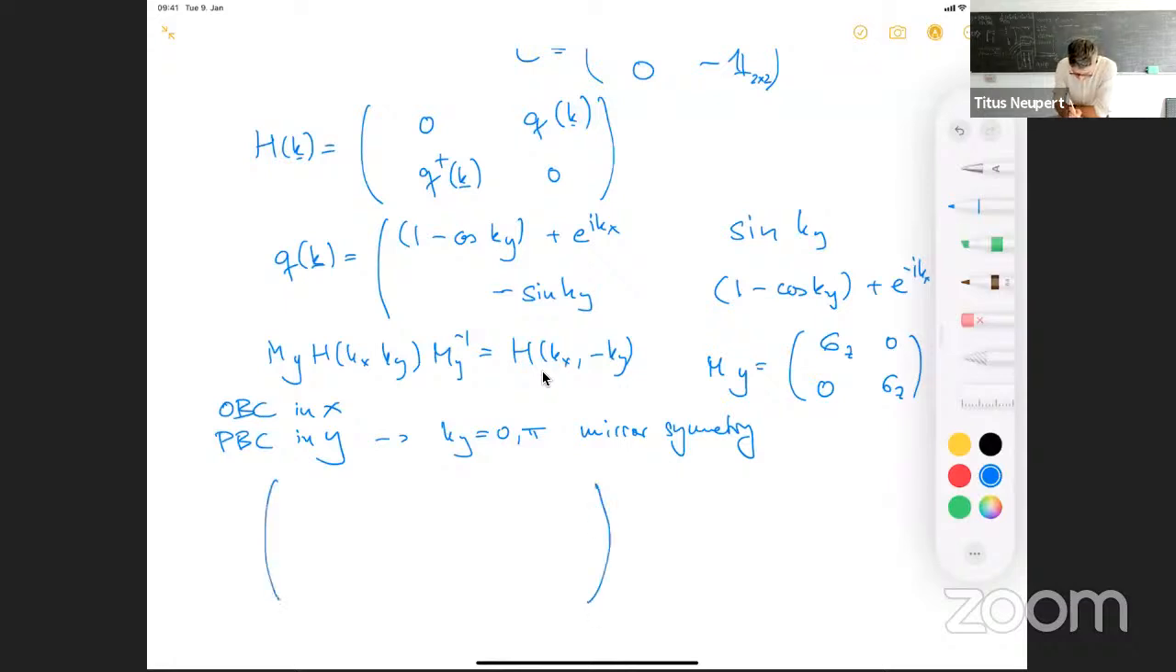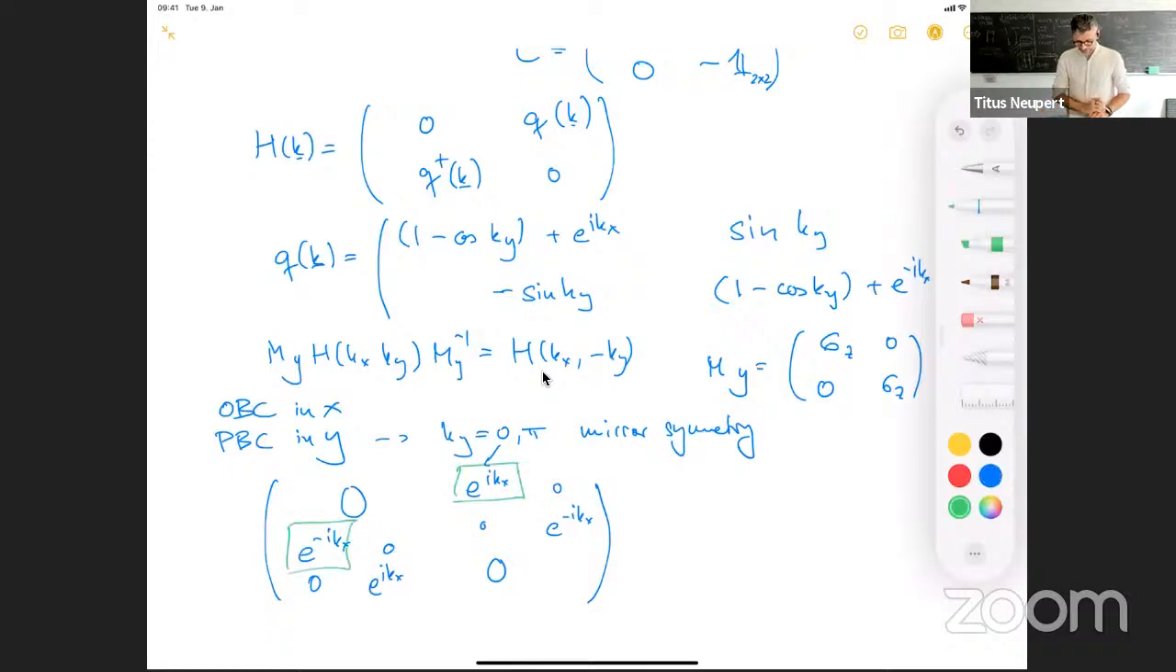Let's go to, for instance, ky equal to 0. Then we see that these cosine terms are vanishing, and the Hamiltonian just looks like e to the ikx, e to the minus ikx, 0, 0, e to the minus ikx, e to the ikx. All right, and that should ring a bell. This Hamiltonian looks particularly simple. It's actually two copies of an SSH chain, and each copy is happening in a different mirror subspace. There is one SSH model here, which has this winding, and there is another SSH model here, and they are in different mirror subspaces.